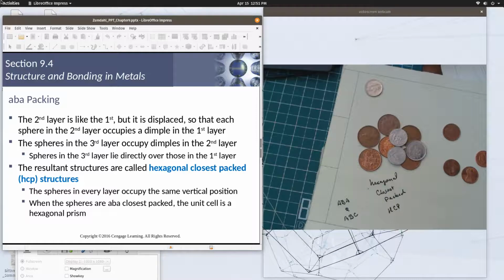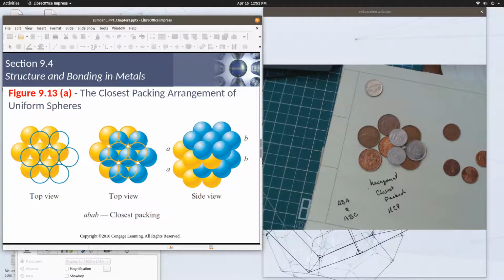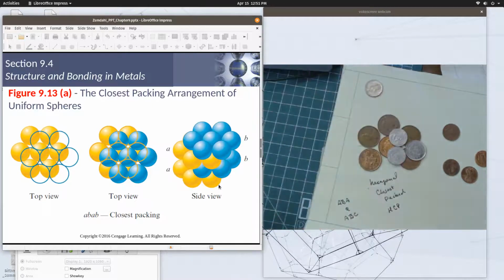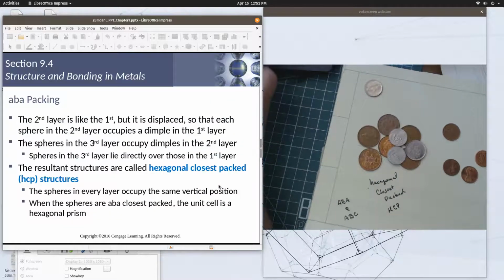And when the spheres are ABA closest packed, it's called a hexagonal prism. And here's another view of that with computer rendered spheres. The top view for the ABA, you can see the next layer sits on top of the little interstitial sites, and then I put the next layer right on top of where the first layer happened to be. So I have an A layer and a B layer, and the two are just stacked up like that, and that forms the hexagonal prism.